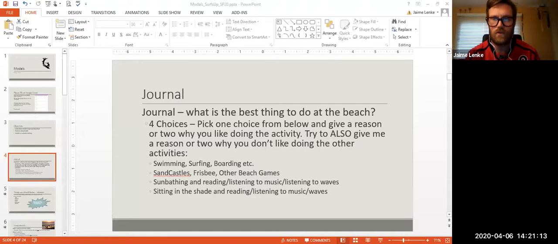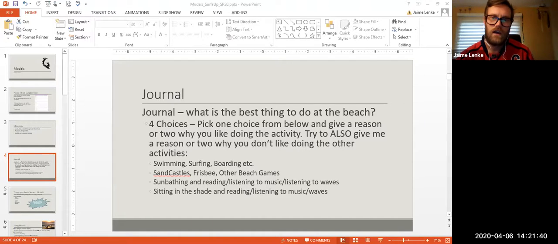If you are on your computer, maybe you can type out 2 or 3 sentences, as much as you can do in about 5 minutes, picking one of these activities. So, I like to go swimming when I'm at the beach because it helps me cool down and it gives me some physical exercise. Or I like to be lazy at the beach, or I like to sunbathe because I want to get tan and I find it relaxing to listen to the waves and read a book.